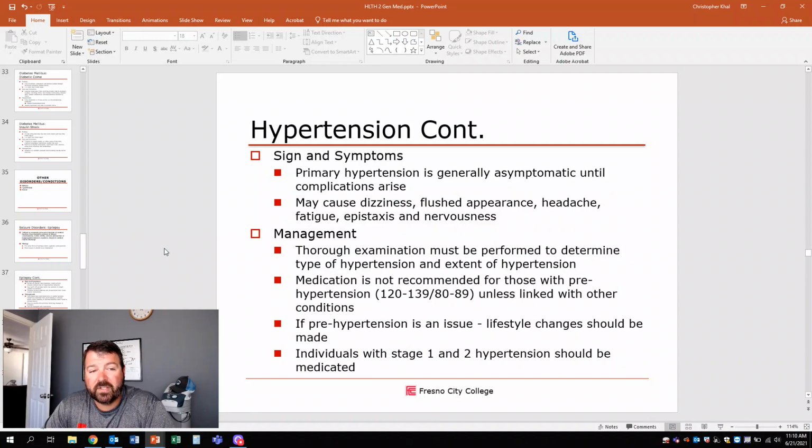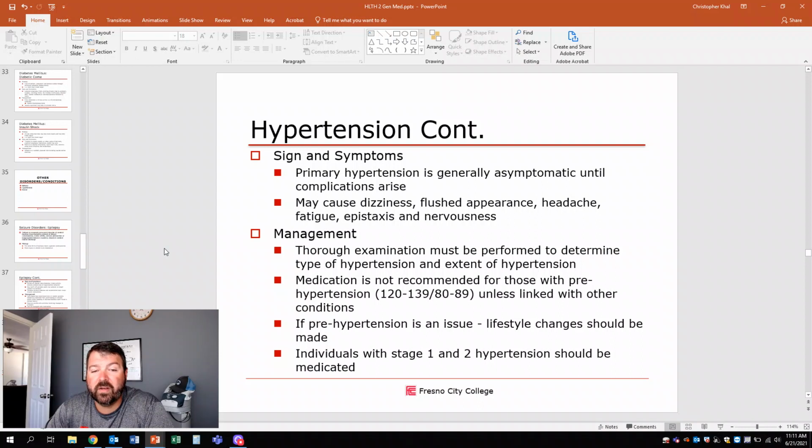Okay, signs and symptoms. Primary hypertension is generally asymptomatic until complications arise. So asymptomatic is they have no symptoms at all until something else happens. Okay, may cause dizziness, flushed appearance, headache, fatigue, epistaxis, and nervousness. Epistaxis is a really fancy name for a nosebleed. That's all it is. Measurement. Thorough examination must be performed to determine type of hypertension and extent of hypertension.